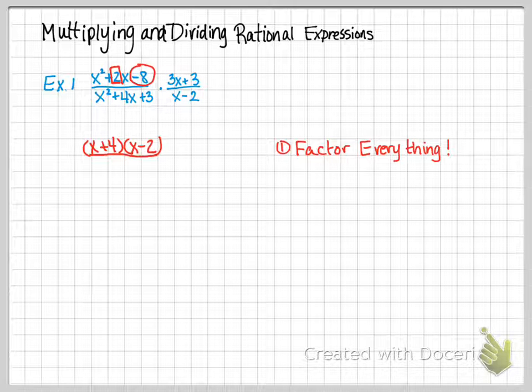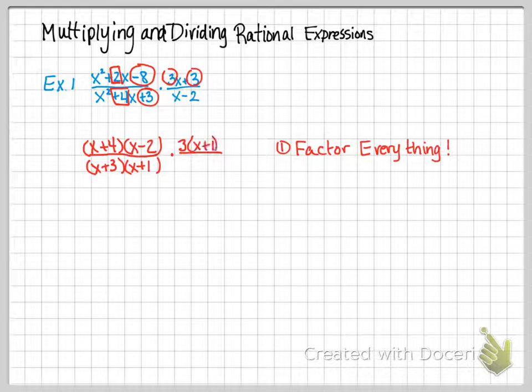And then my denominator, set it up. Looking for numbers that multiply to 3 but add up to 4. We'll go with plus 3 and plus 1, times. Then the numerator, we've got 3x and we've got 3, so let's factor out a greatest common factor of 3. That leaves 3 times x plus 1, and then the x minus 2 is as factored as it can be.